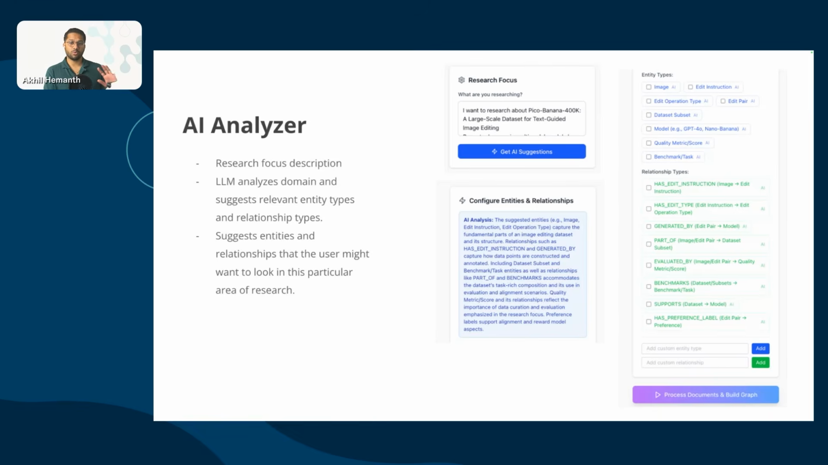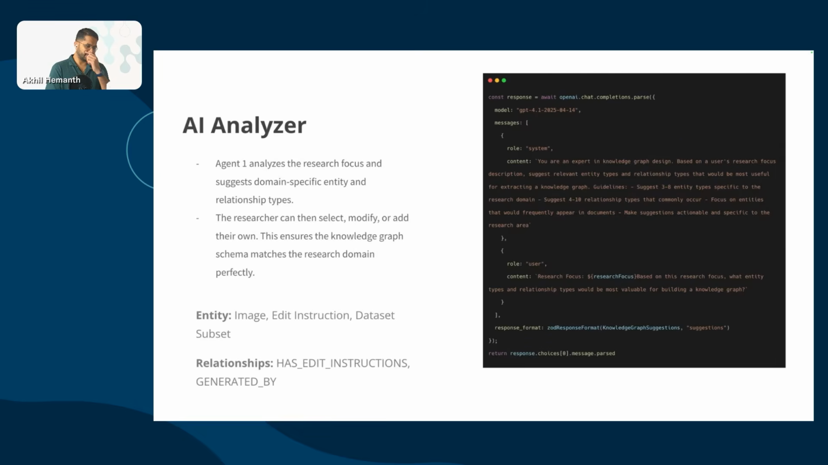So now that we have put in the data, and we have also gotten the entity types and relationships, some suggested by AI, some by the user, we go on to the next step. Before that, just to give a code snippet of what the agent looks like: we're doing the parsing function for OpenAI's API, where the output is going to be a JSON output, and that is defined with Zod.